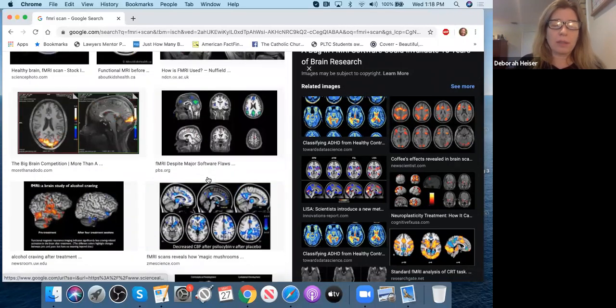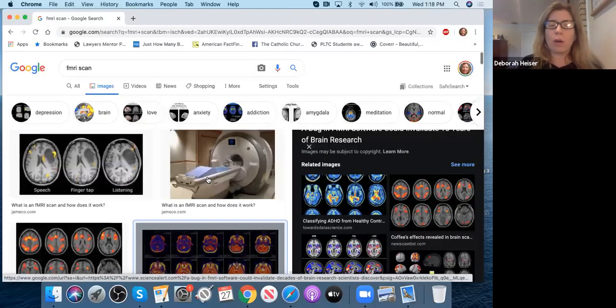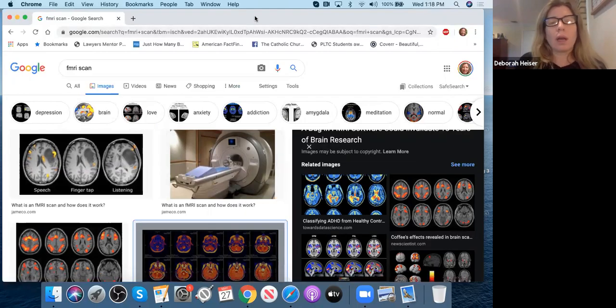So this is really how the field has progressed, and being able to look at the brain with this variety of scans that are available, this is how it has progressed. So these are really important to take note of, because this has helped to advance our field.